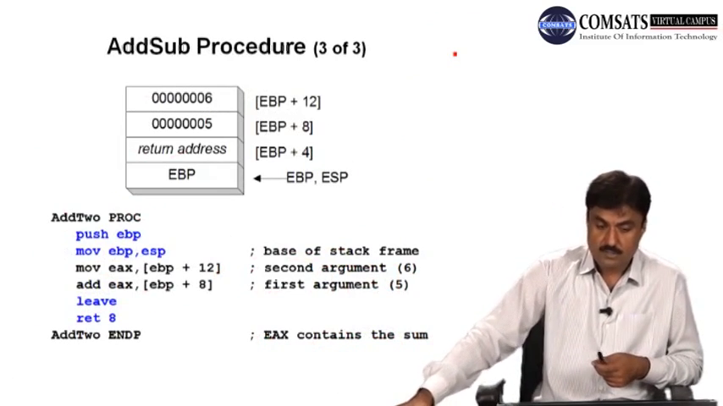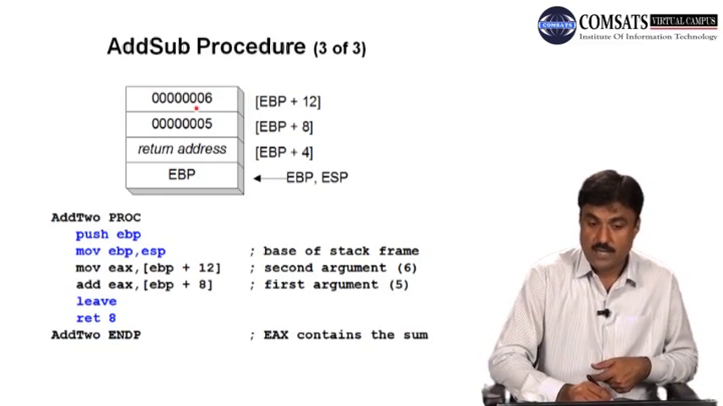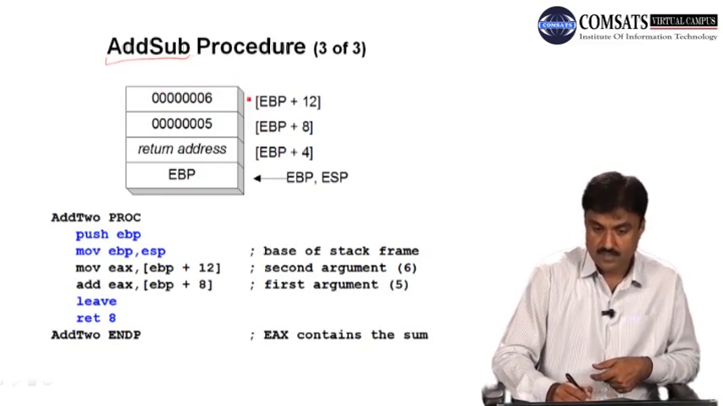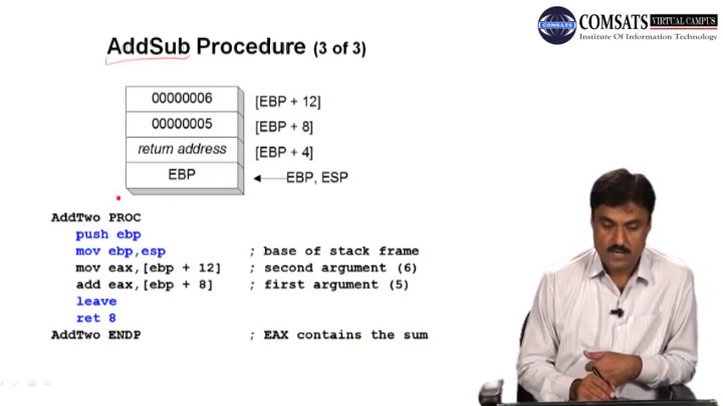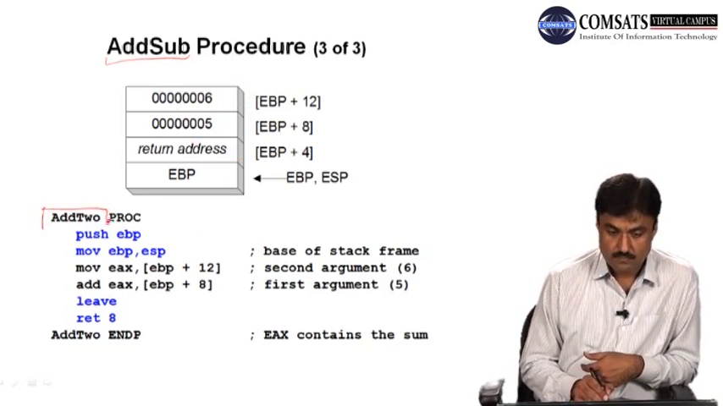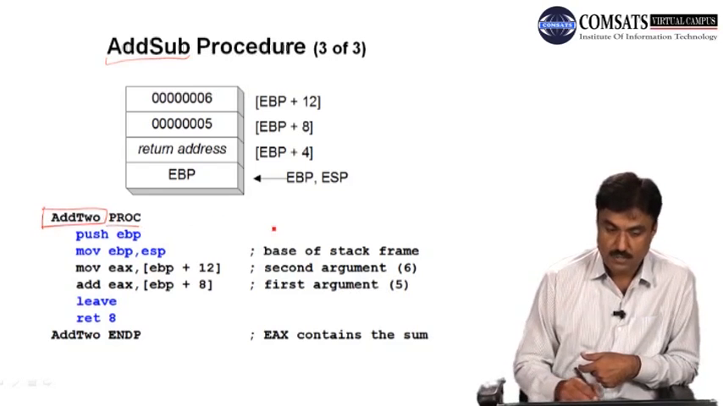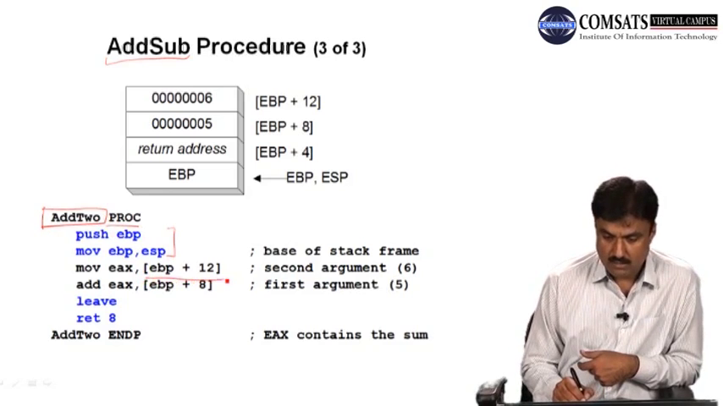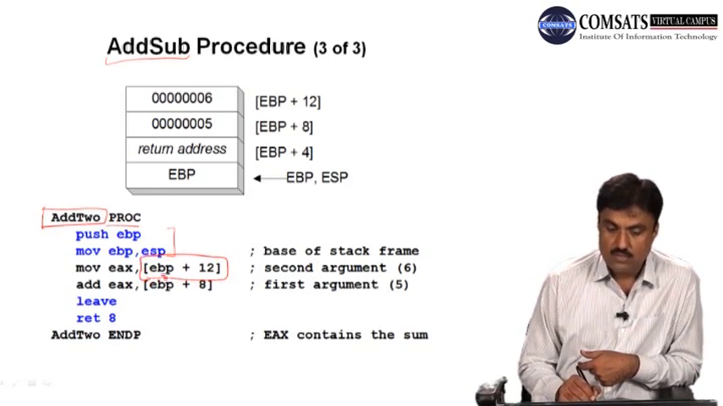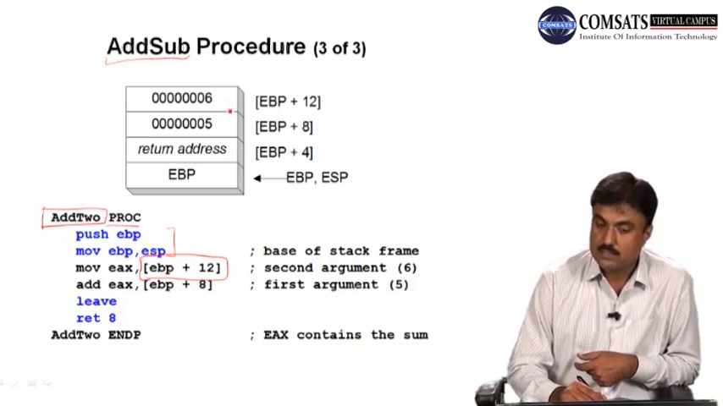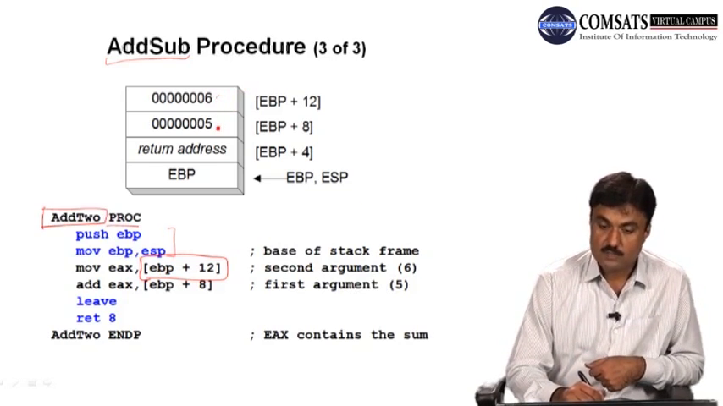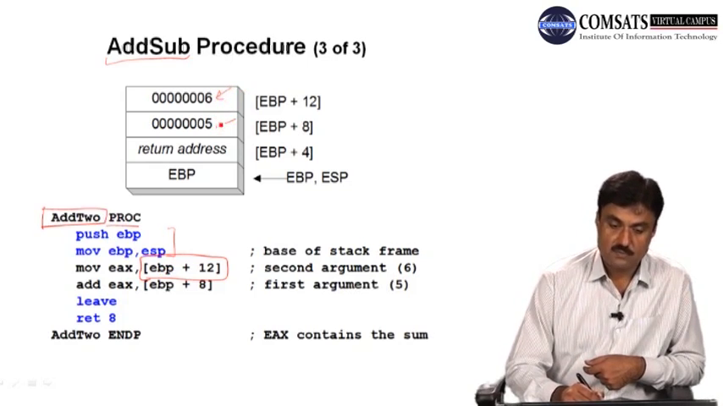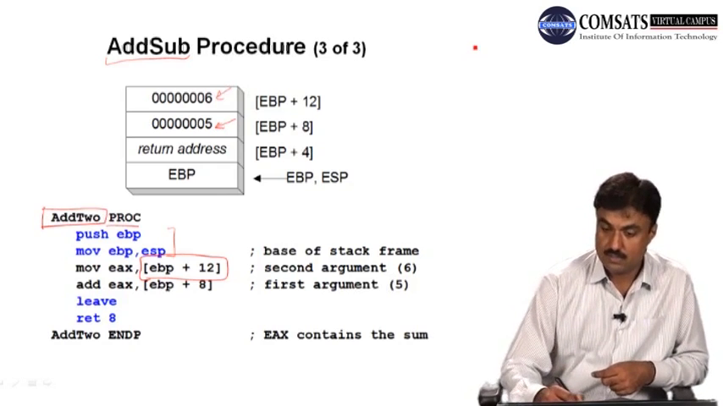So this is the add sub procedure. We have the add to procedure, so we are adding this one. Another way, as you have seen in our previous example, is that we can use EBP. You can see here the next parameter is 6 and the first parameter is 5. The second parameter is stored here, and the first parameter is stored afterward, because we are storing in reverse order.